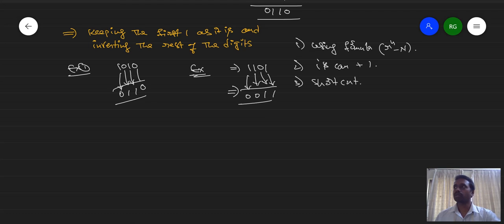So this is how you will find the complements of both the number systems. If it is decimal, you will find the nines complement and tens complement. If it is binary, you will find the ones complement and twos complement. So that's all for this class. In the next class, we will see how subtraction is performed by using these complements.